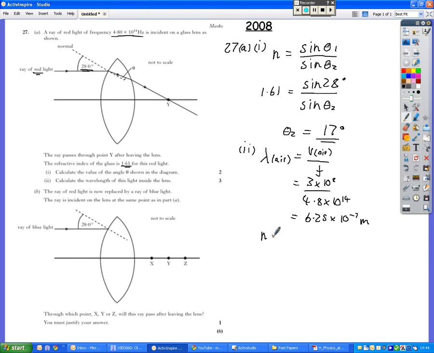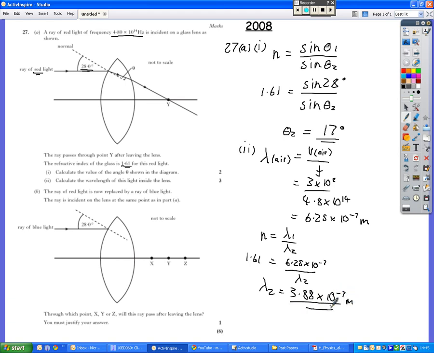And then what I would do is use n being equal to lambda 1 over lambda 2. This is lambda 1 that you've calculated here, because remember, all your quantities for the least dense material, usually air, go along the top. So you can use 1.61 being equal to 6.25 times 10 to the negative 7 divided by lambda 2, being the wavelength when it goes inside the glass, because remember, when something goes inside glass, it not only slows down, it not only changes direction, but its wavelength decreases. So solve for wavelength 2. It should be a value that is less than 6.25 times 10 to the negative 7, and it is. It's 3.88 times 10 to the negative 7 meters.